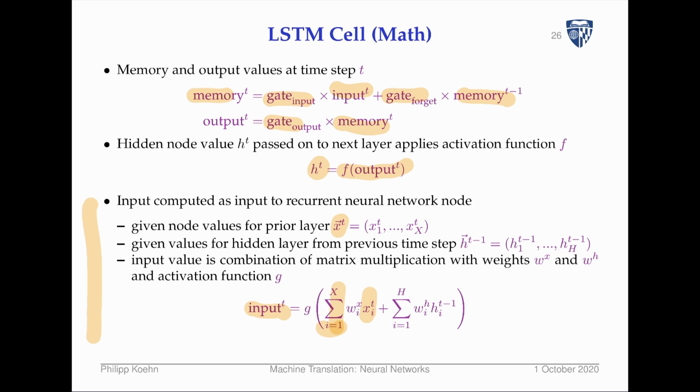And here we have then the same thing for the hidden node. So the previous hidden state also gets weighted with a weight matrix. And based on the size of the hidden state, we're looping over that. And finally, there's some activation function G that's applied to it.